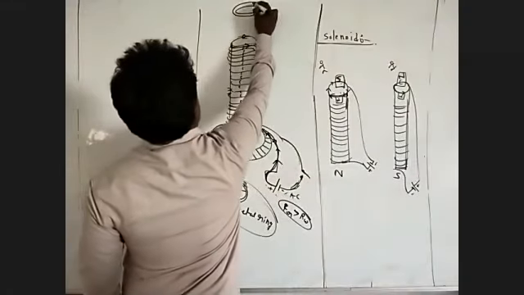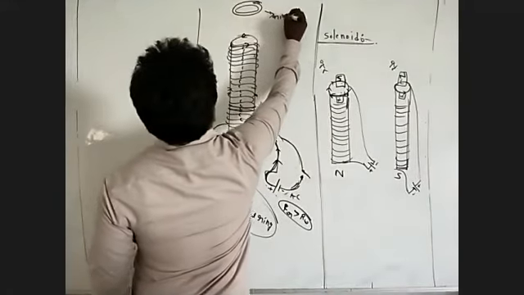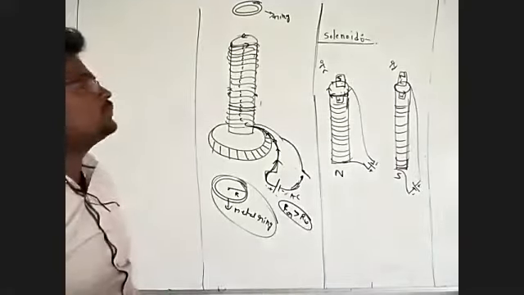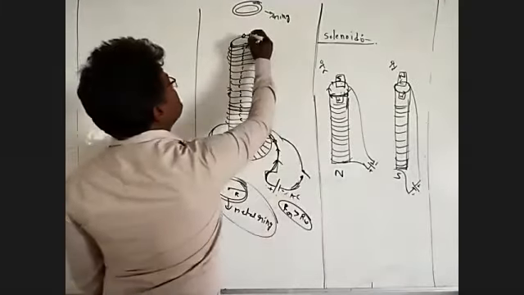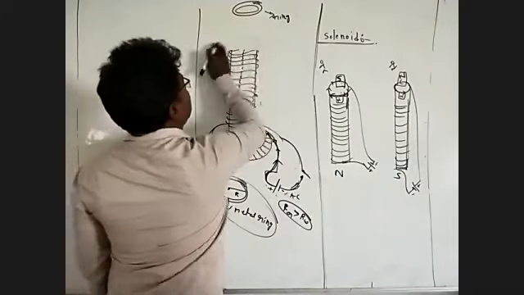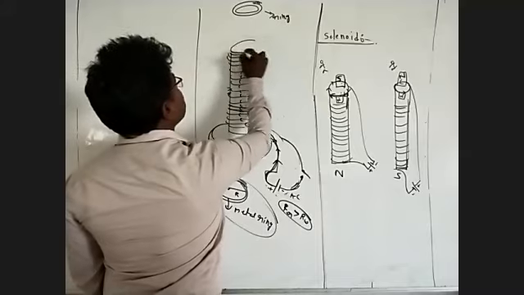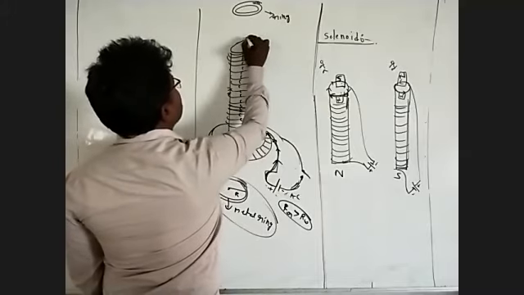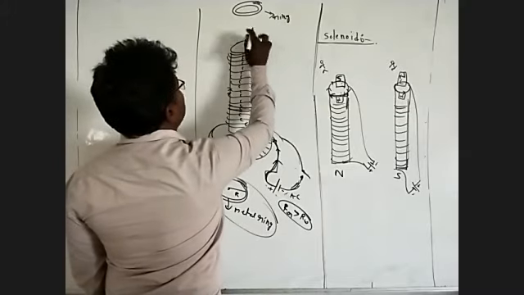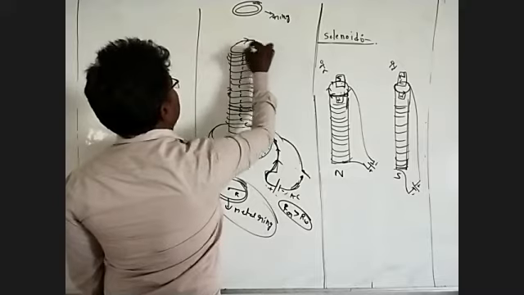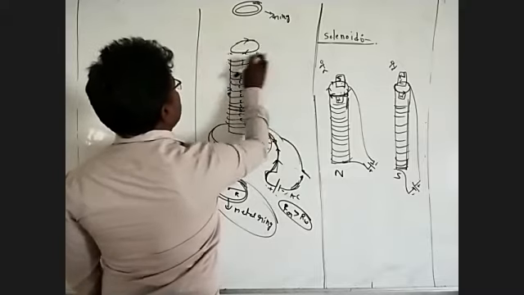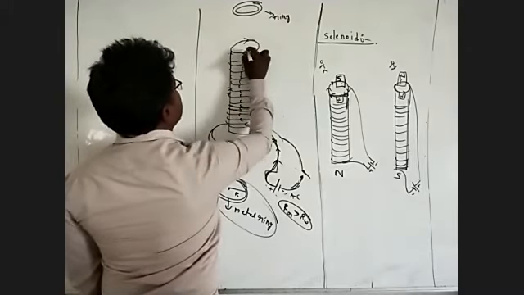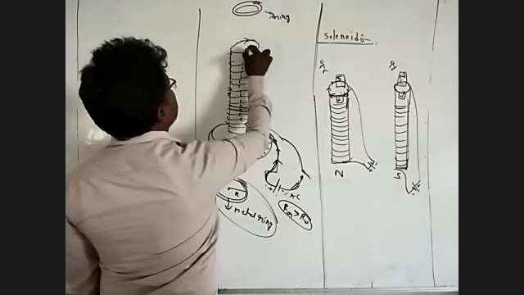This is a metal ring. The metal ring moves in an upward direction. Now you will see that this is a solenoid. The current carries in a clockwise direction. The solenoid carries a current in a clockwise direction, so what will happen in this situation?